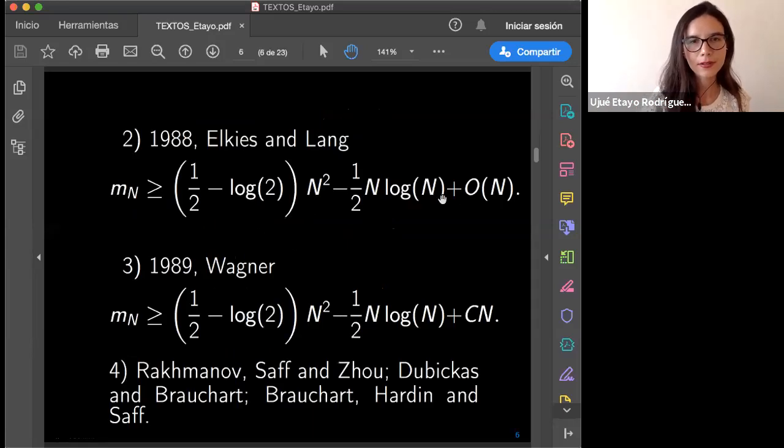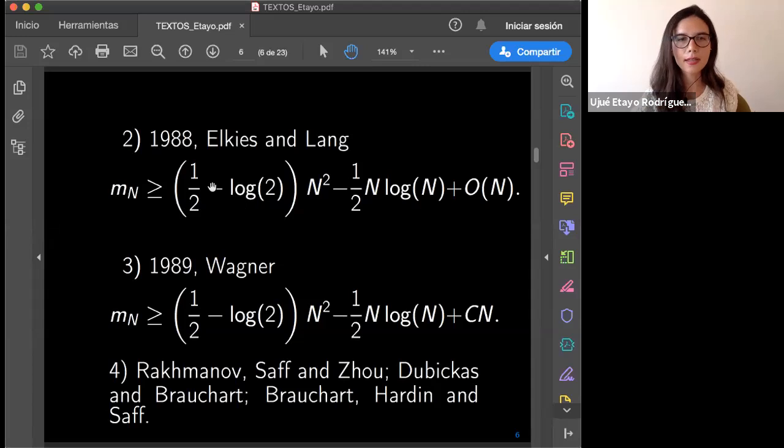This result here, the second result, is not due to Elkies and Lang on a joint paper in '88, as it may seem from my writing here. This is a technique proposed by Elkies and then used by Lang in his book in 1988 that allows us to give lower bounds for some kind of energies.